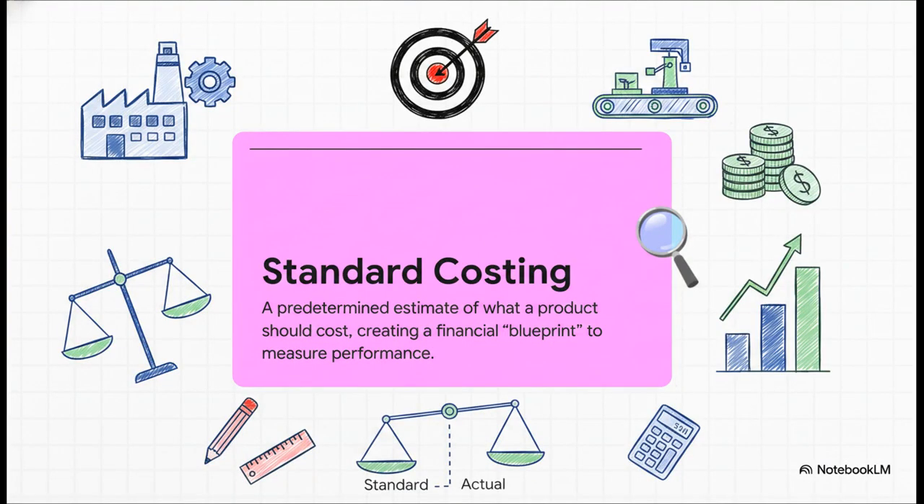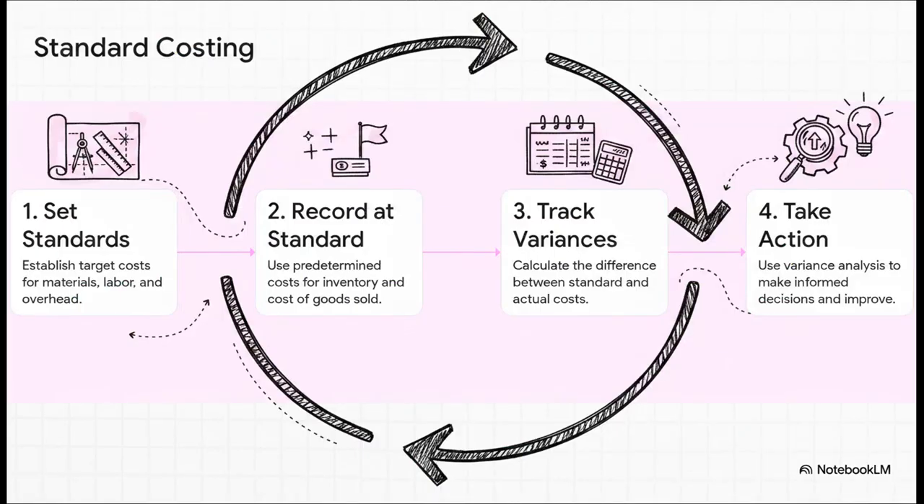So what is standard costing? The best way to think about it is like creating a financial blueprint for your product. Before you even begin, you create a target, a standard cost for materials, for labor, for everything. It's your benchmark. So this isn't just about adding up receipts at the end of the month. It's about measuring your actual performance against what you should have spent according to the plan. And this process here is where the magic really happens.